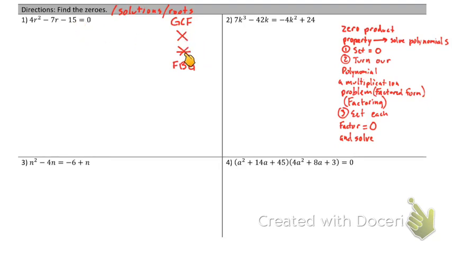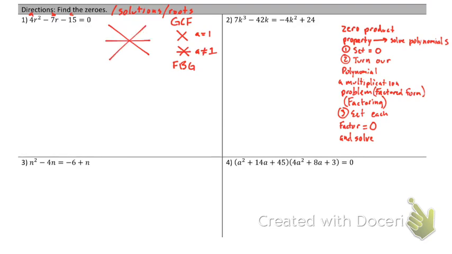So one of these will work, and the one that's going to work is the snowflake, because we have an a value that's not 1. Here a value has to equal 1, and here a value is not equal to 1. But it's the quadratic pattern. So here's our A value, B value, C value. Because it's the snowflake method, I'm going to use the snowflake process.